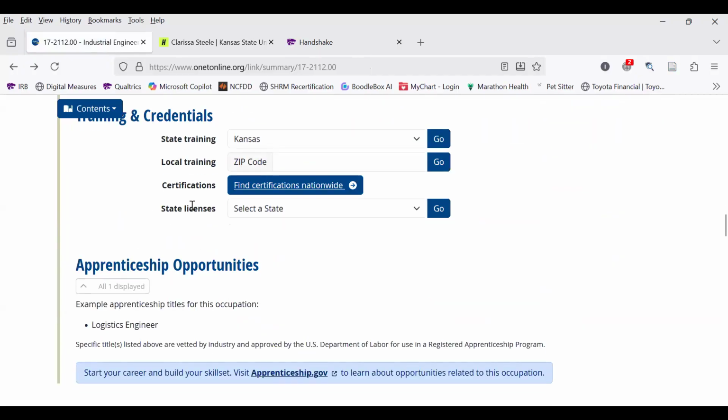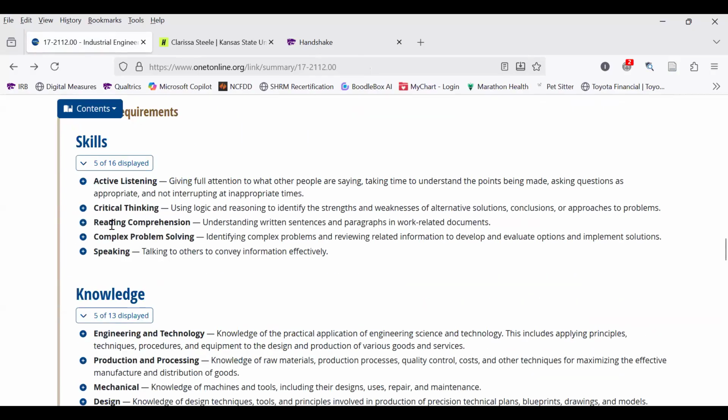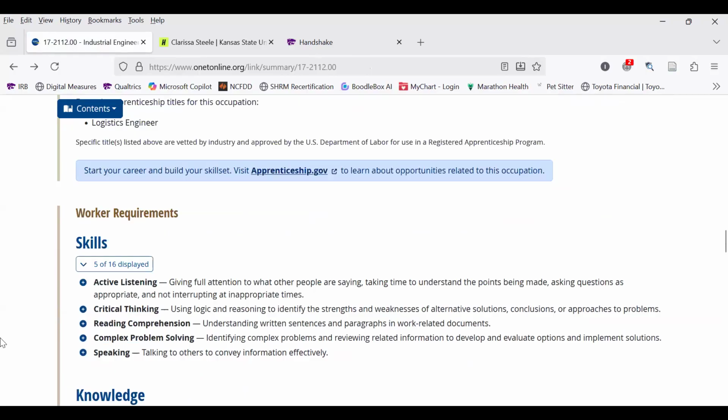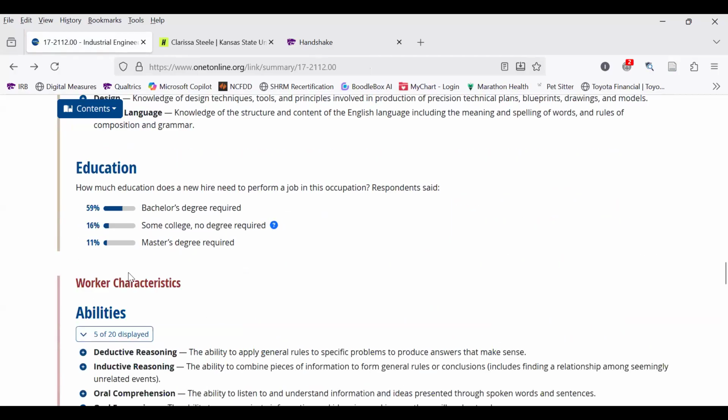You also can look up local training and state licenses that are needed, apprenticeship opportunities that you could provide to help people learn this. And then the specific knowledge, skills, and abilities is here in the worker requirements. We call this the specifications or job specifications on a job description. So the specific skills, knowledge, and then the education that people have.